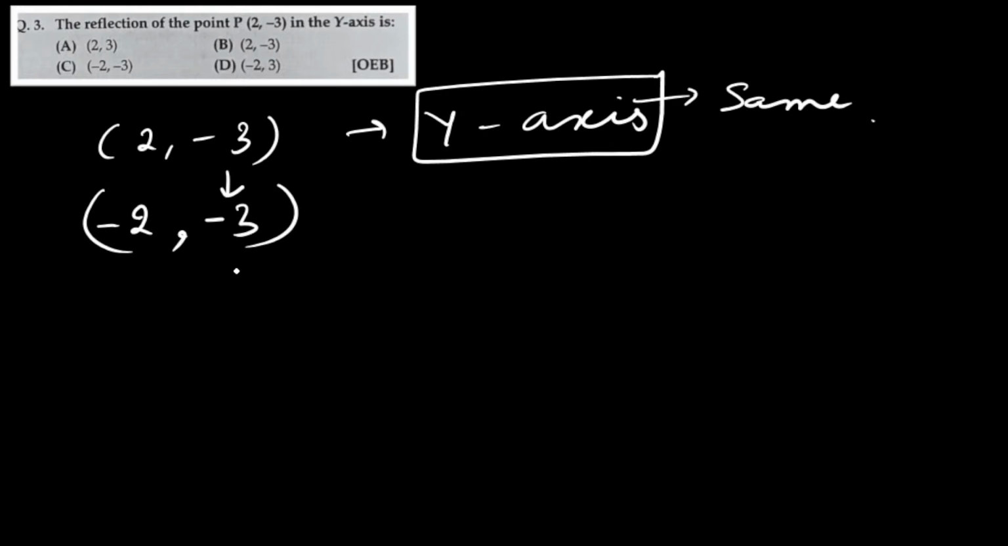Same one, write it first. So y is going to be same. -3 we have to write it first. Then the other one will change, its sign will change. So (-2, -3). This is also option C. Let's do the next one now.